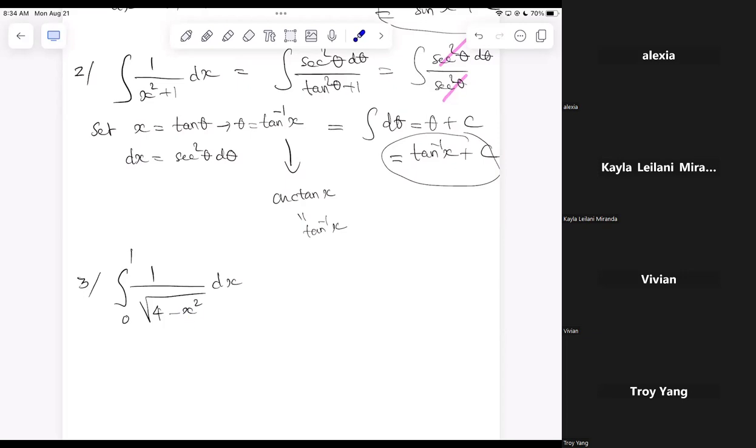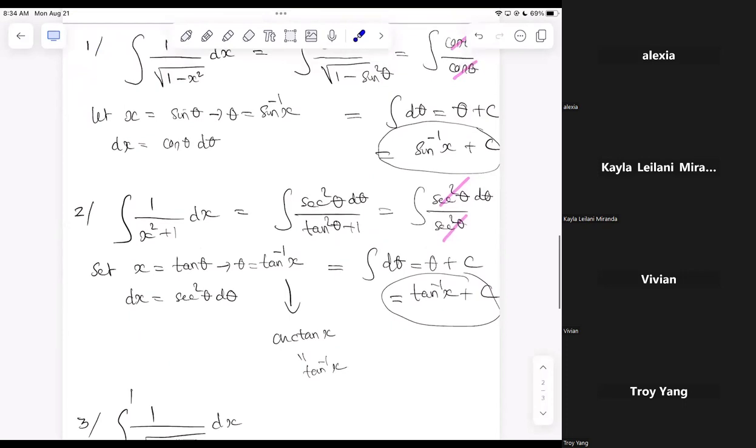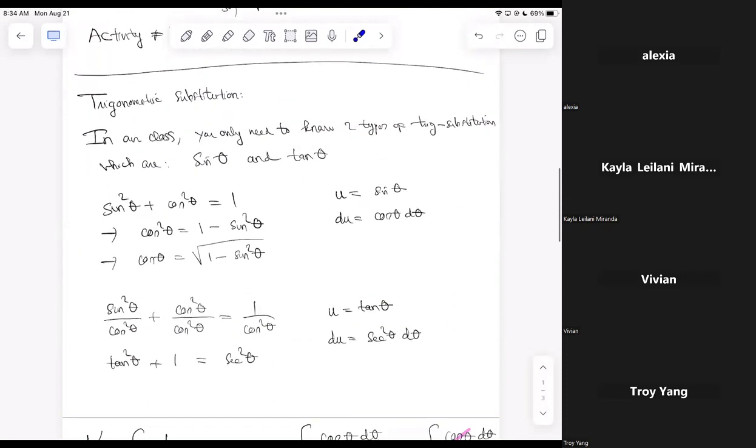Sine, right? Because like I said, you have the square root of a number minus the square of a variable. You're going to use sine, because the square root of 1 minus sine square theta equals cosine theta, so you need to get rid of the square root here. Okay, but the thing is, remember, when you use this one, you need the number 1 here, right?